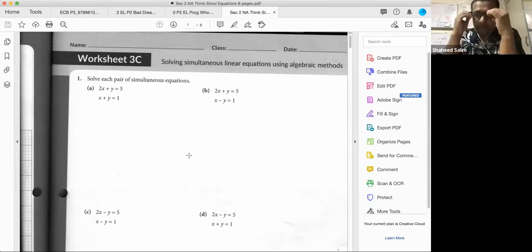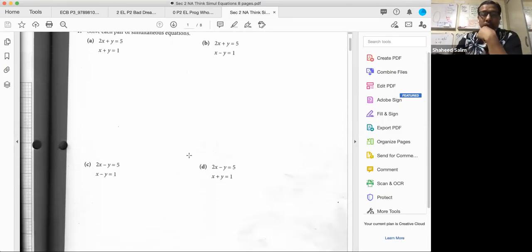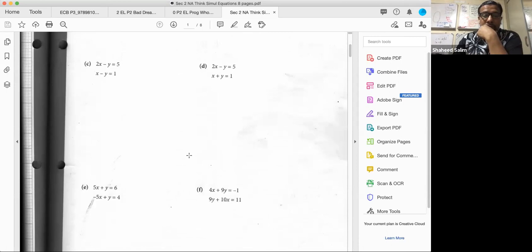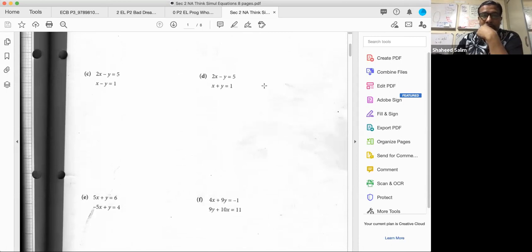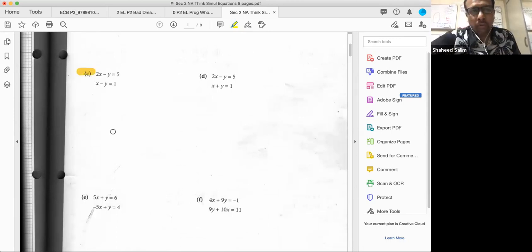So this is now from the Think workbook. Let us try question number C lah. Okay, you may have done this. I'm not too sure, but can we try very quickly and then we go to problem sums very soon.